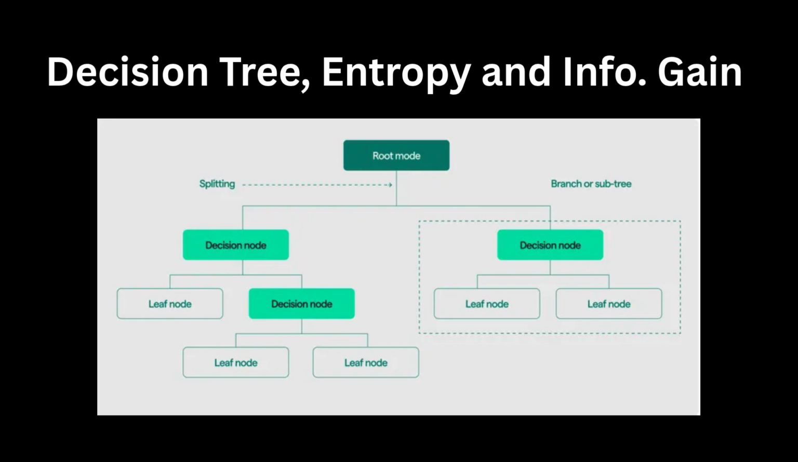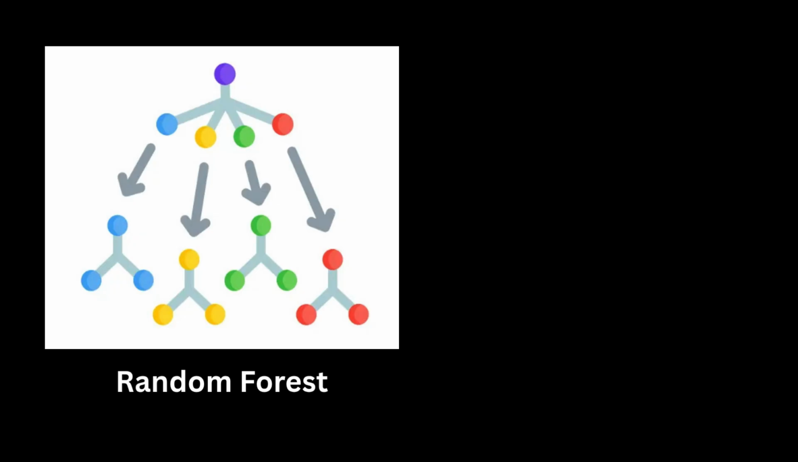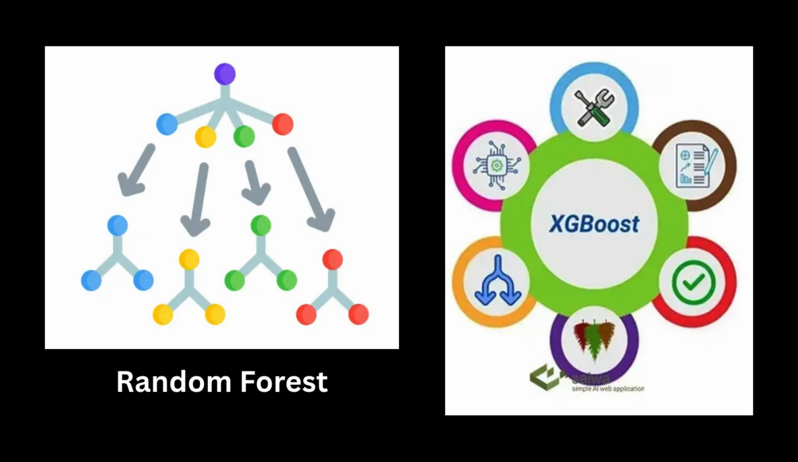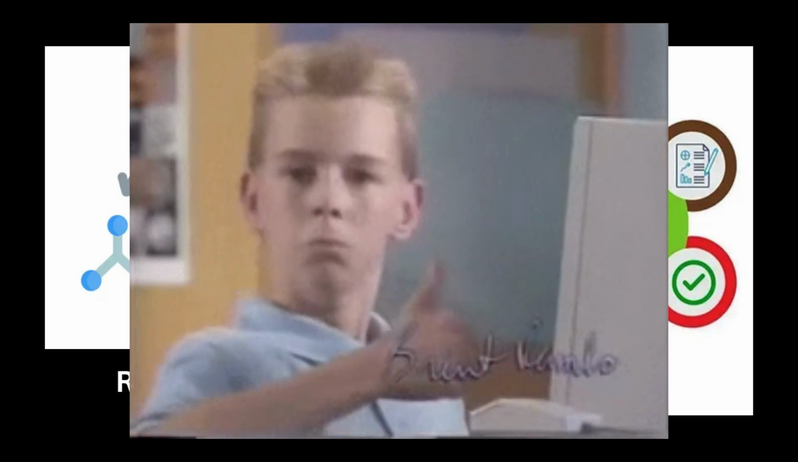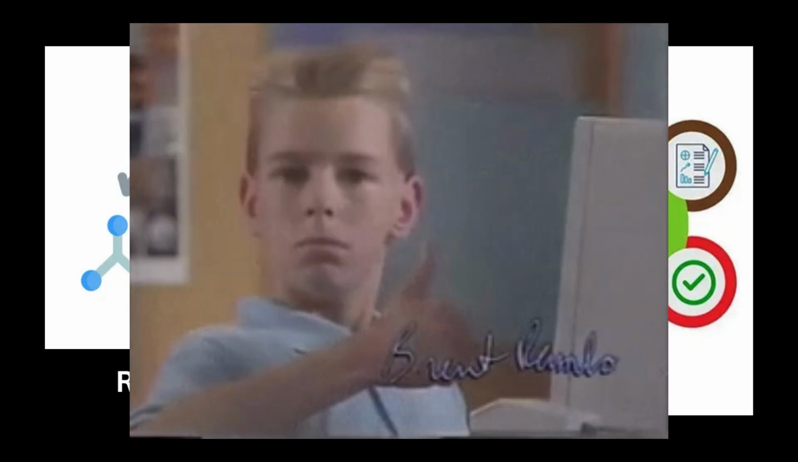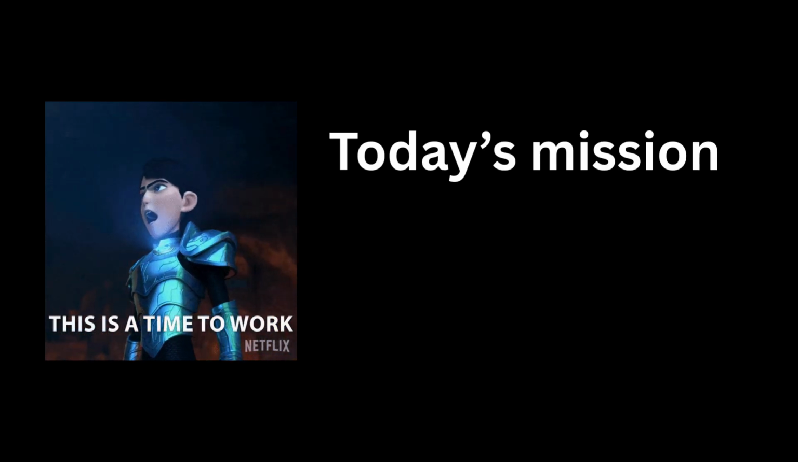Hey everyone, today we are going to dive deep into one of the most important algorithms in machine learning, the decision tree. Some of the most powerful and widely used models today, like Random Forest and XGBoost, are built right on top of decision trees. So if you really understand how decision trees work, you unlock a huge portion of modern ML.